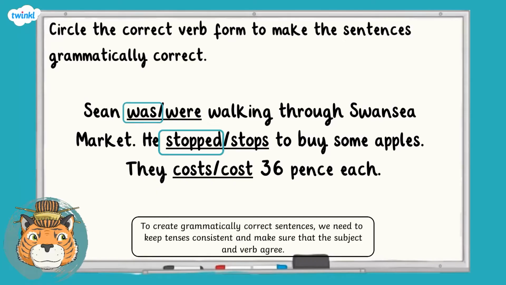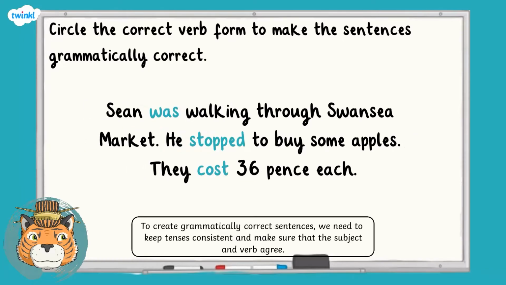Finally, because apples are a plural subject, we need to match it to the plural verb form, and the answer is cost. Well done if you got those right.